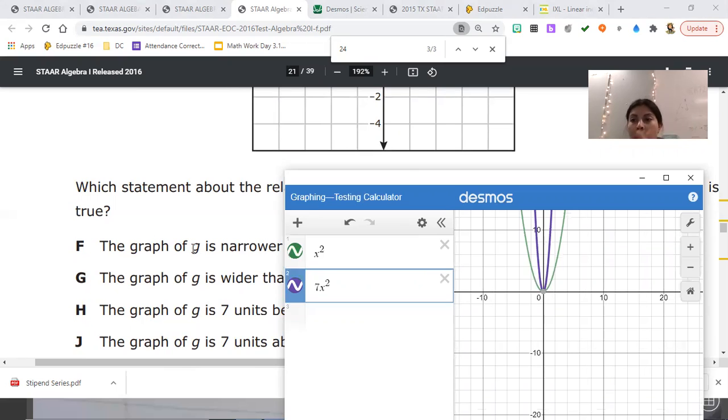Okay. So anytime you have these type of problems, you're going to just put them into your Desmos calculator, and you're going to see what the graphs look like. You'll just follow the instructions that they give you. So let's practice. Here's one I want you to practice with.